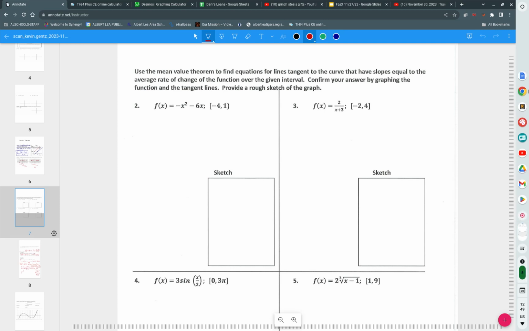In this piece, we want to use the mean value theorem to find equations for lines tangent to the curve that have slopes equal to the average rate of change of the function over the given interval. We're going to confirm our answers by graphing the function and the tangent lines, and provide a rough sketch of the graph. So the idea is to satisfy the conclusion of the mean value theorem, as it is often expressed in the AP exam.